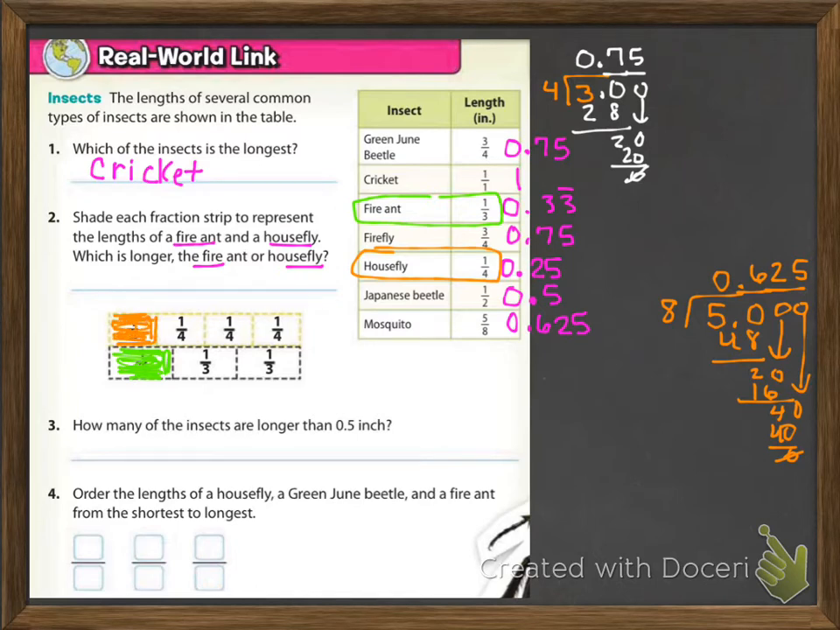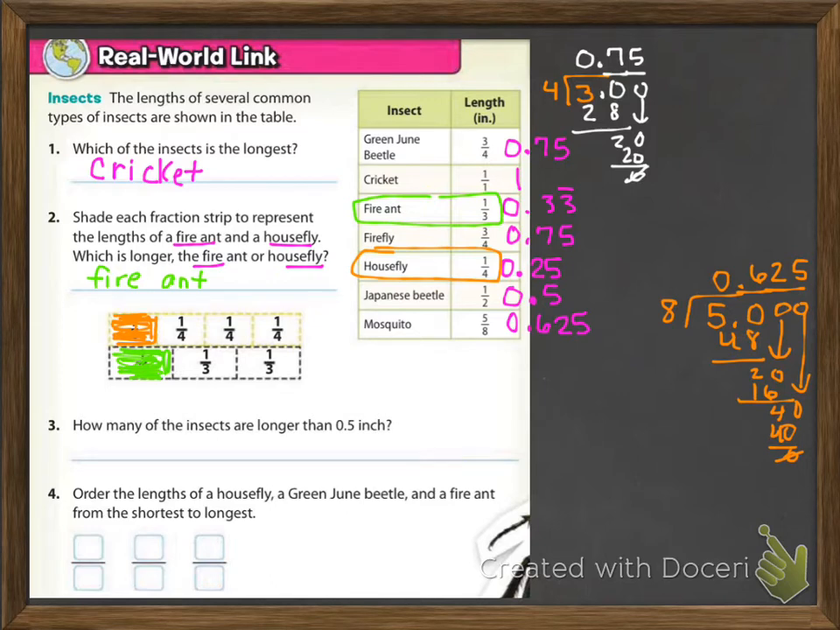All right, and then it says which one is longer. So as you can see, the fire ant that we boxed in green and then we shaded in green is going to be longer. So we're going to write fire ant right here. And now it says, how many of the insects are longer than 0.5 inch? I guess it would just be 1/2 of an inch.